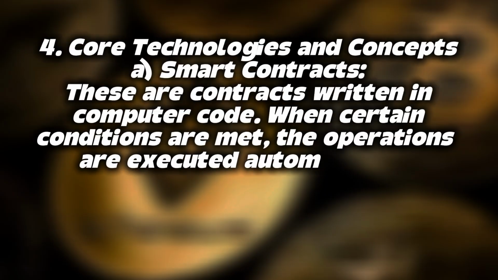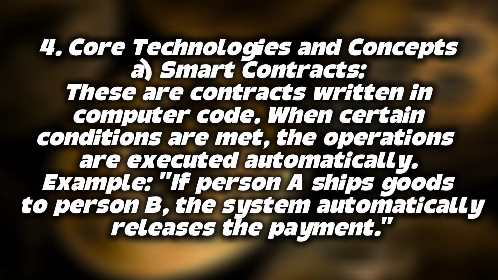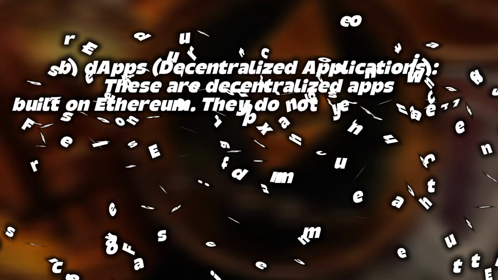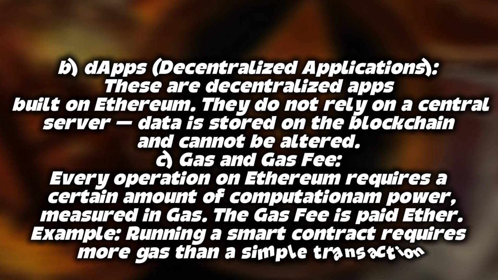4. Core technologies and concepts. A. Smart contracts. These are contracts written in computer code. When certain conditions are met, the operations are executed automatically. Example: if person A ships goods to person B, the system automatically releases the payment. B. dApps, decentralized applications. These are decentralized apps built on Ethereum. They do not rely on a central server. Data is stored on the blockchain and cannot be altered.